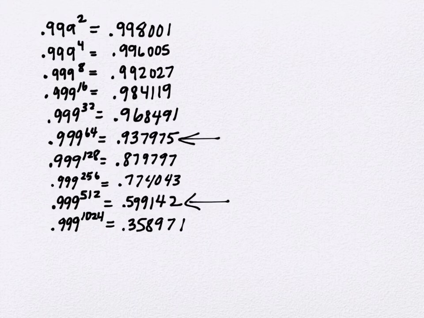The other reason I like to stop here is because this power, 1024, is about 1/10 of where I was supposed to go. I'm supposed to be going to a power of 10,000. So to the power of 1,000, I'm already at about 1/3 of where I started. I started at about 1, and now I'm at about 1/3. So it's an interesting feature.